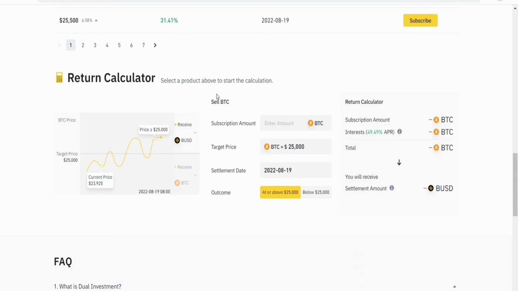When you come here, you can see the return calculator where you can put in the amount and see the return you will have. Assuming I'm selling 0.003 BTC, right? Settlement amount is 75 BUSD using this percentage. If in case this did not reach up there, look at this, 49.49%. So go ahead and check it, guys.